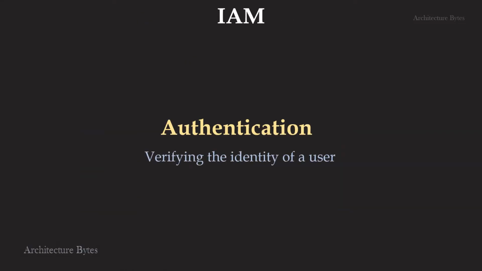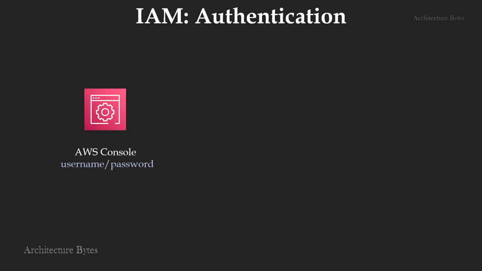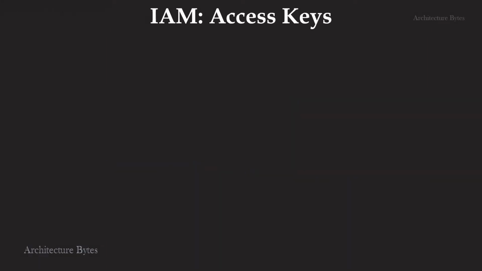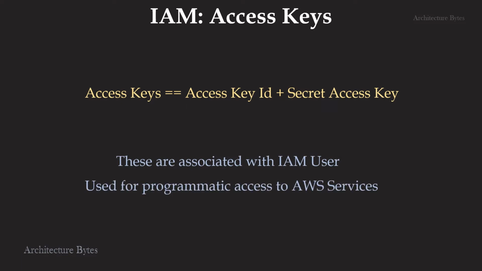Authentication is the process of verifying the identity of a user. An IAM user can be authenticated in many ways. On the AWS console, using username and password. On the CLI, with an access key. For API requests, you can sign the request using an access key. Access keys are made up of an access key ID and a secret access key. They are associated with an IAM user and are used for programmatic access to AWS services.